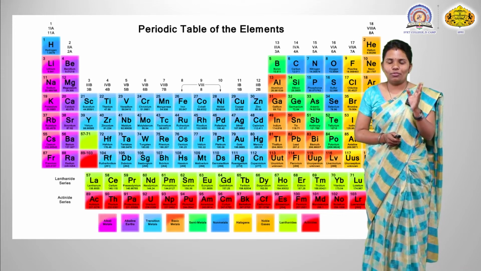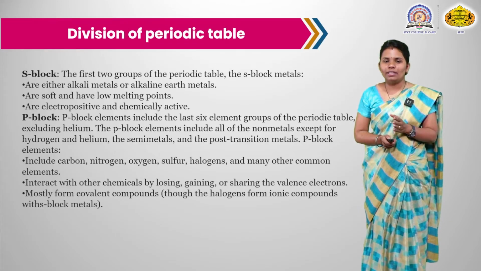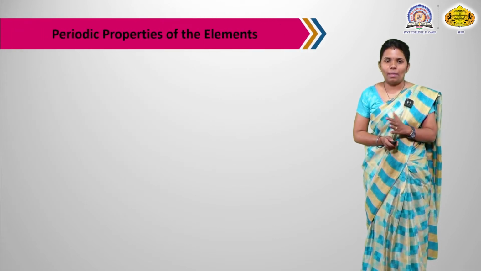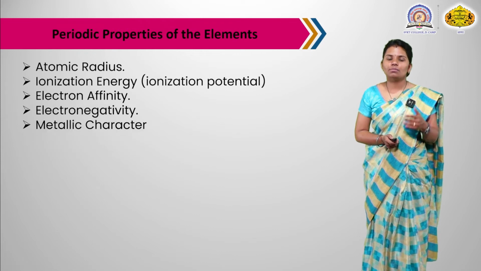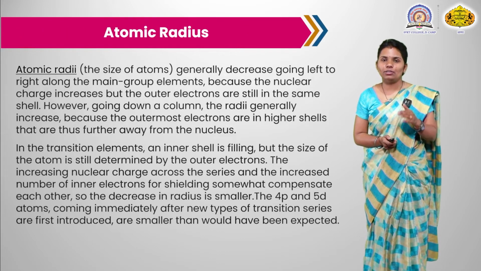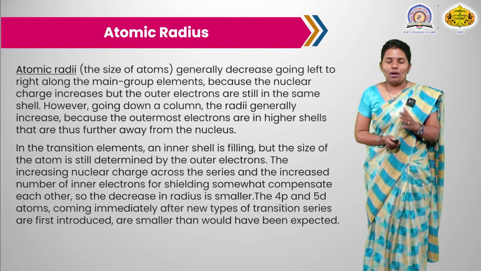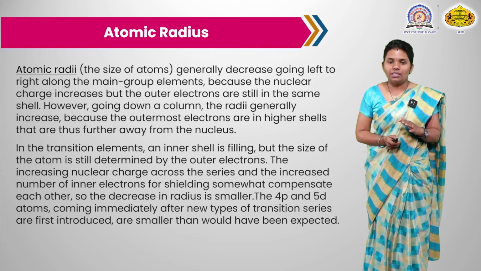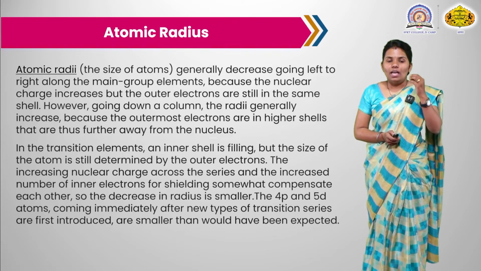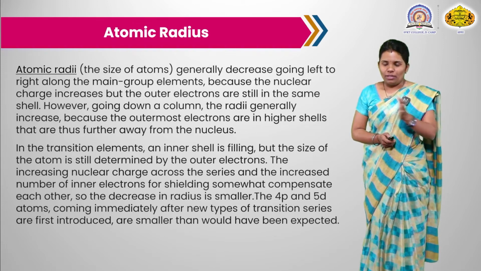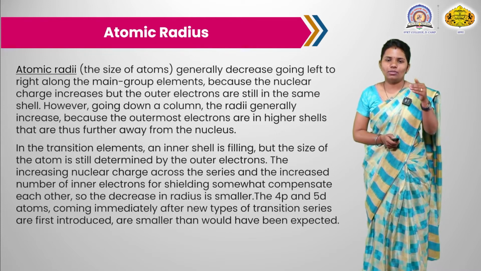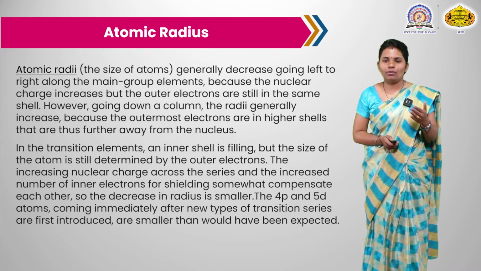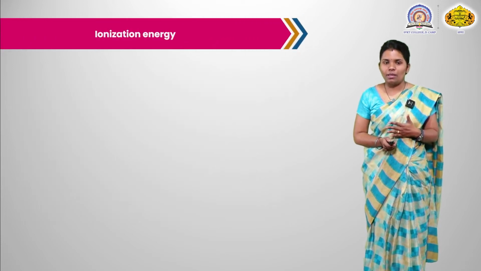So, as you go from left to right, the atomic radius decreases as the screening effect increases because of the number of electrons added into the same shell as the outermost electron. So, this is all about the atomic radius. The trend followed is that as you go from left to right, the atomic radius decreases. As you go from top to bottom, the atomic radius increases.